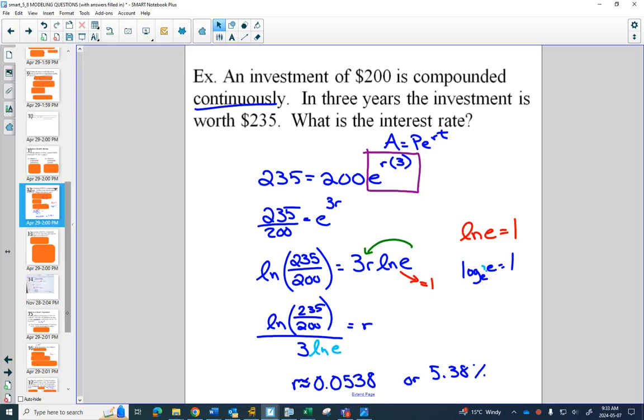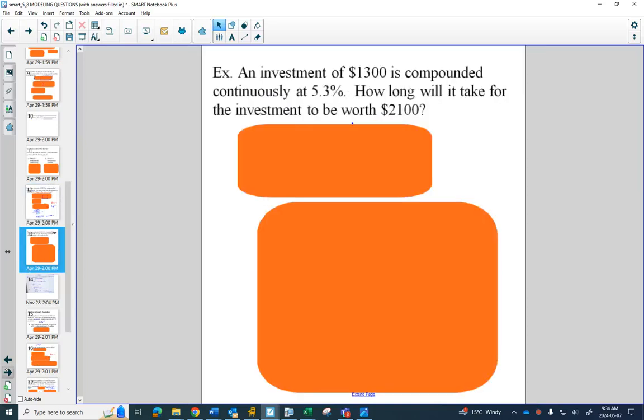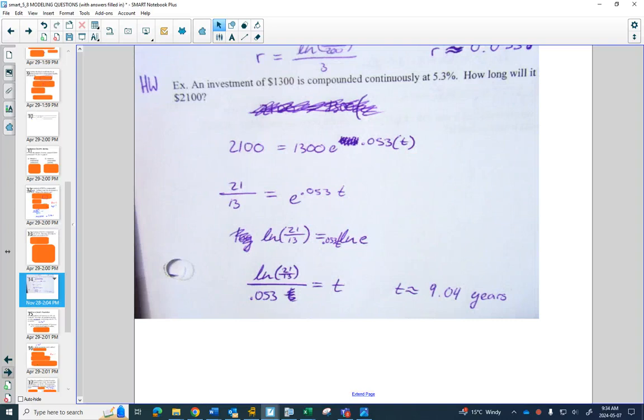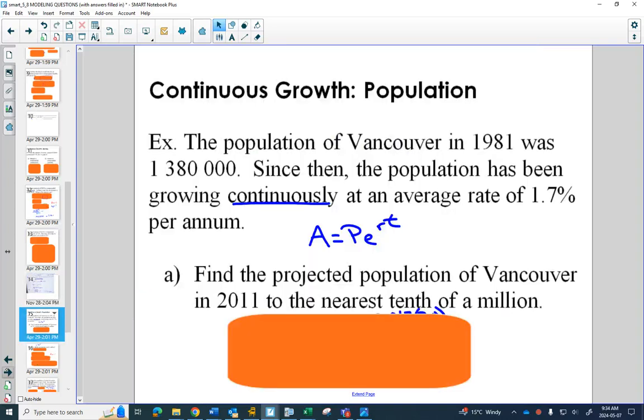But more typical of the PERT formula is using it for populations. I'm going to skip that next question and go to our population question on the back. Again, the ones that I've skipped, you can try them on your own for practice.